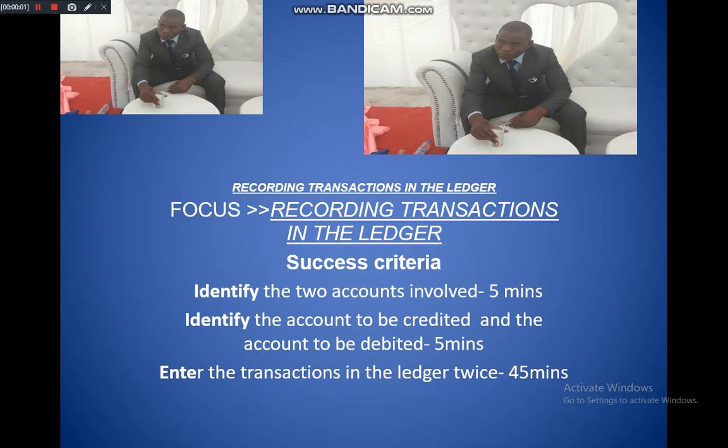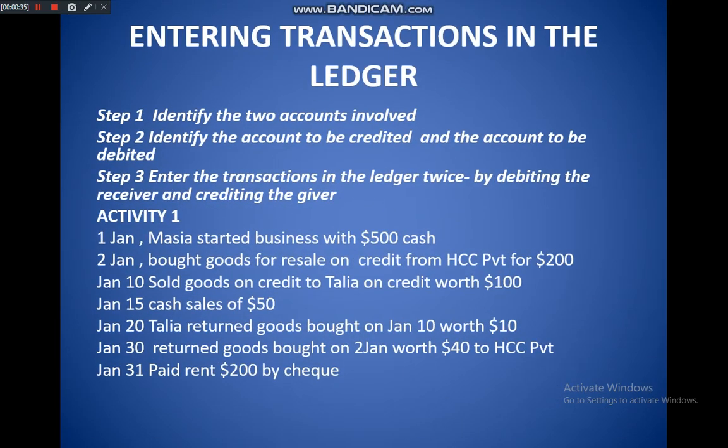All right, this is our presentation on recording transactions twice in the books of accounts. So our focus is recording transactions in the ledger. Our success criteria is, first, we are supposed to identify the two accounts, then identify the account to be credited and the account to be debited. The time allocation is there, and we need to spend much of our time today on entering the transaction twice in the ledger. Okay, we are good to go.